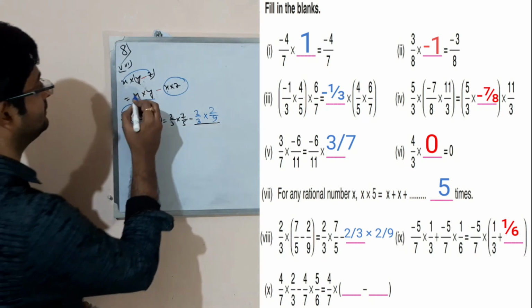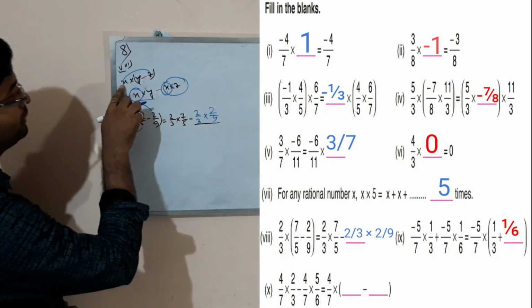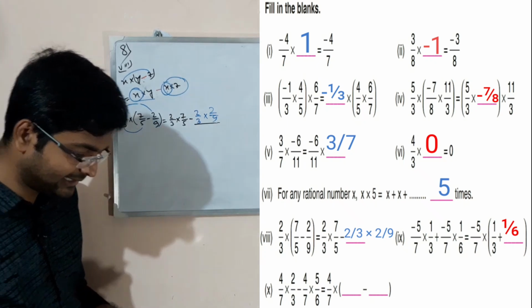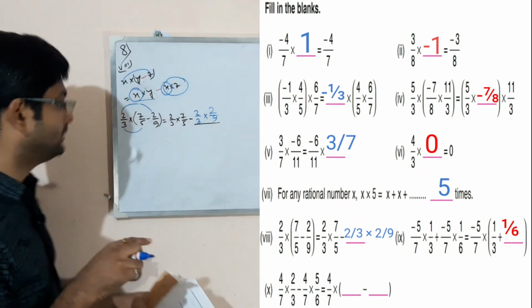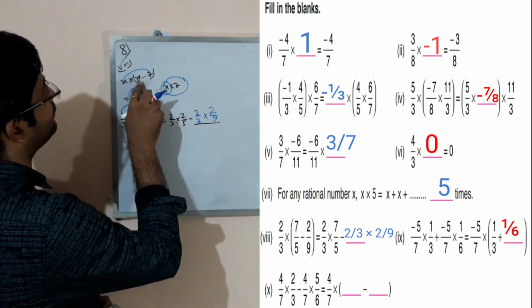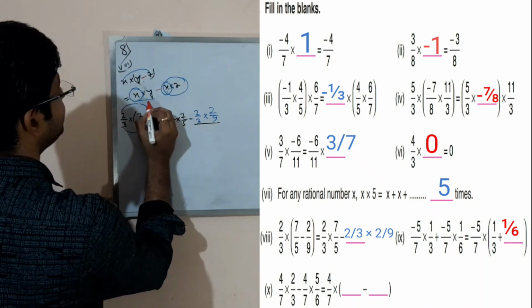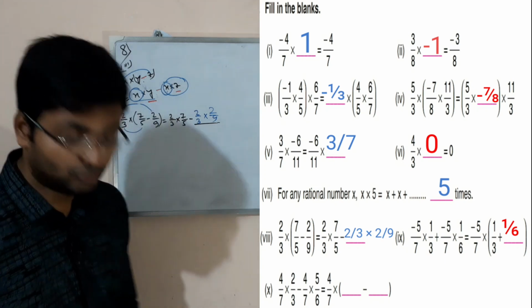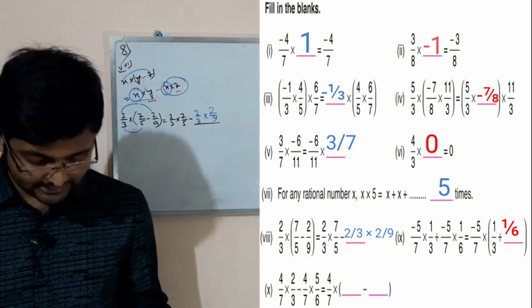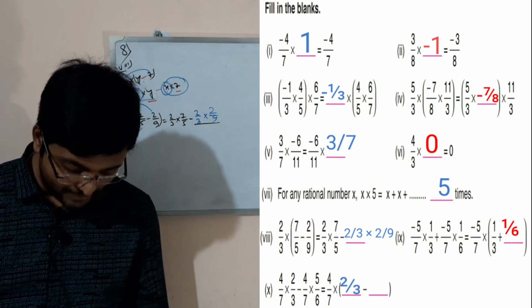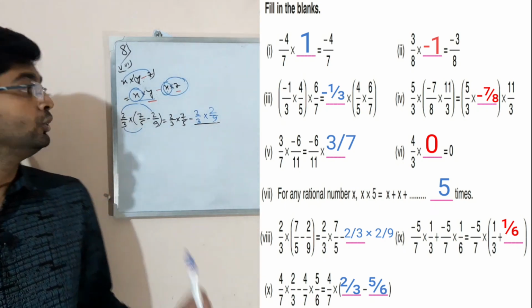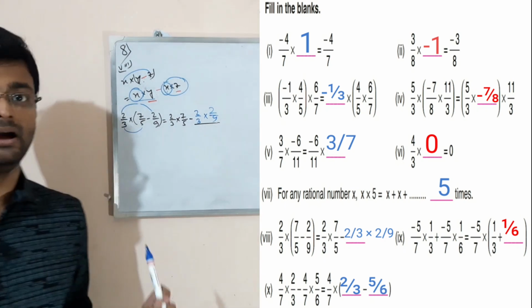So this x is common, so we will write it once. You can see on the right hand side 4 by 7 is there, equals to that bracket, within the bracket the y and z values, that means this value and this value I have to write. So here the answer is 2 by 3 minus 5 by 6. 2 by 3 minus 5 by 6 is the answer.